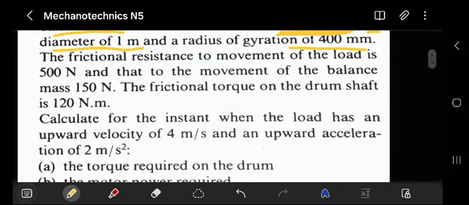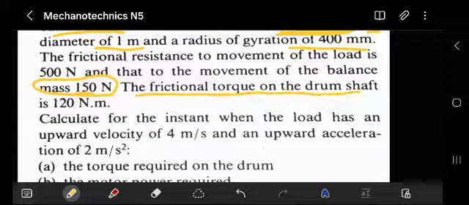Now check: the frictional force resisting the movement of the load is this one. What is the friction for the elevator, or the cage, or the load? It is for M1, guys. That one is influenced by M1. And to move the balance weight, there is a frictional force on the balance side. Then the frictional torque of the drum is this. We've been given 3 frictions: of the cage or elevator, of the balance weight, and of the drum.